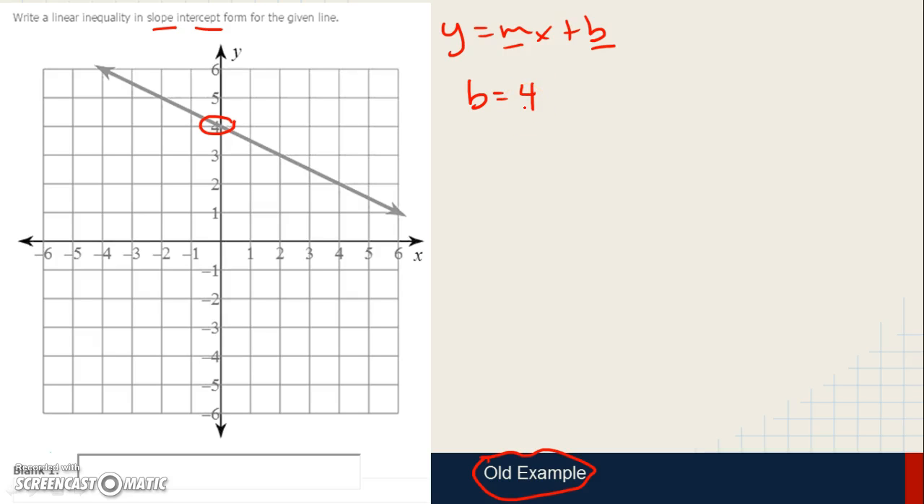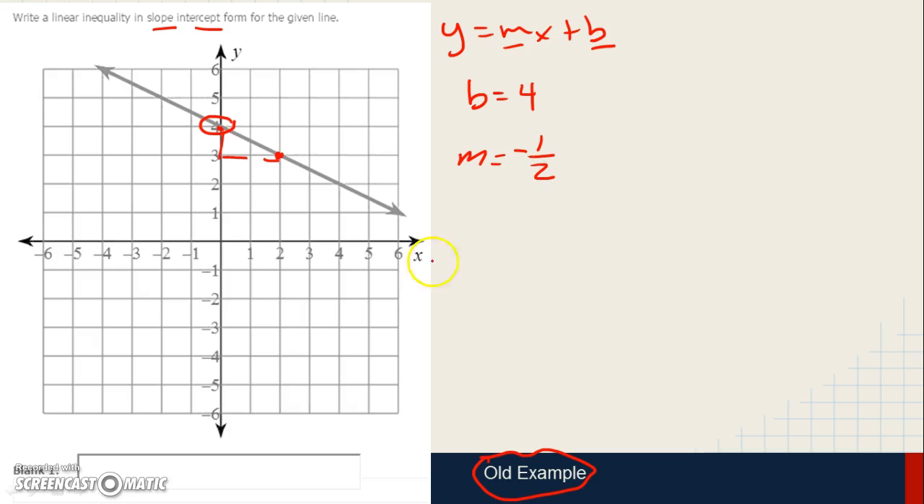Now we also need to find our slope. So I'm going to start at this intercept, because I know that it hits on a solid corner, and I'm going to find another corner. Okay, so I can use this point here. In order to get from this point to this point, I go a rise of 1, and I go a run of 2. Then I ask myself, is this a positive or negative slope? This is a negative slope. It's heading down from left to right, so this is a negative slope.